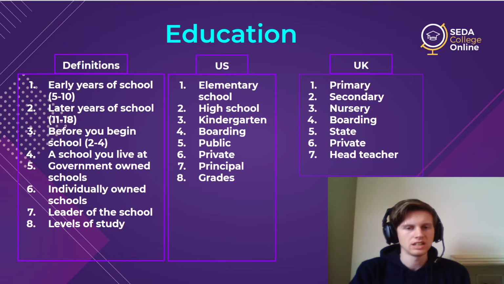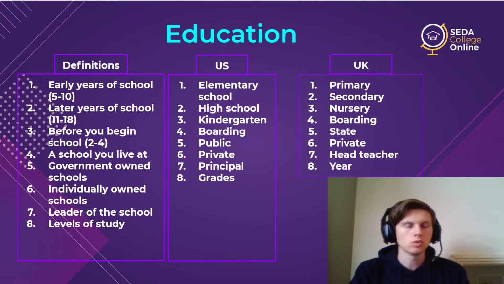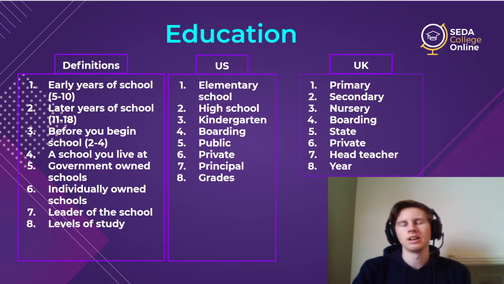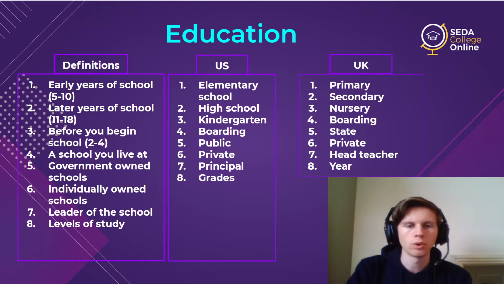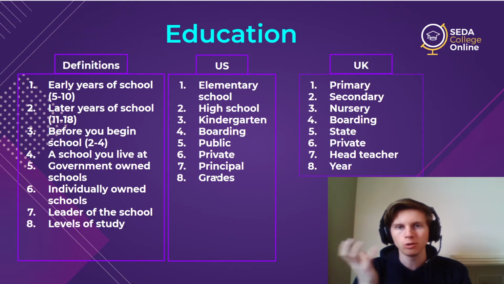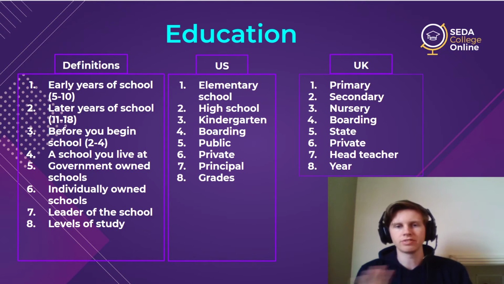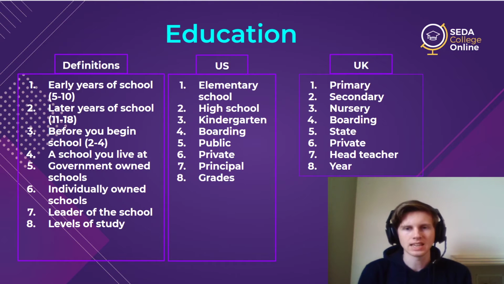And then finally, number 8. So for the levels of study in the UK, they don't say grades. They say year. And they do normal counting. Year 1, year 2, year 3, year 4. So they do not use the ordinal numbers. So do remember for the US, first, second, third grade. Other way for the UK, year 1, year 2, year 3. So there is a difference there. But there we go. Those are 8 common education words and the differences between US and UK English.